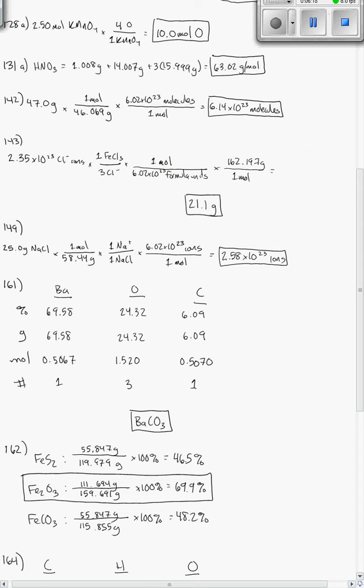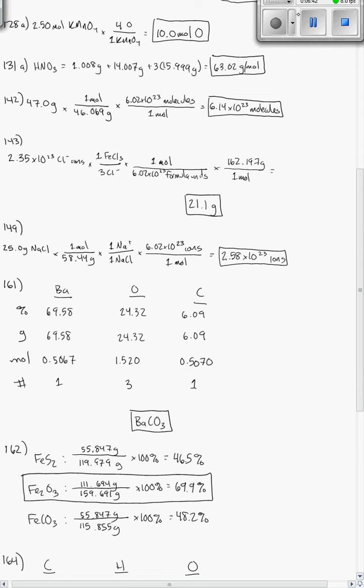Number 149 is similar, but we're working in the opposite direction. We want to know how many sodium ions there are in 25.0 grams of sodium chloride. So sodium chloride has the formula NaCl. You can figure that out by balancing the charges. Na has a most likely charge of +1, and Cl has a most likely charge of -1, so you need one of each to cancel each other out.